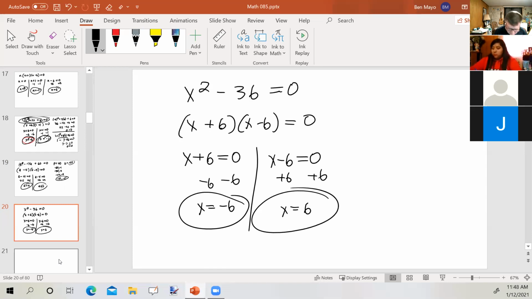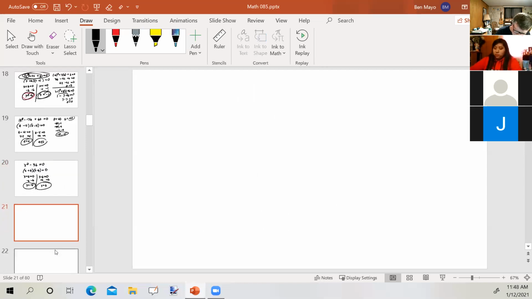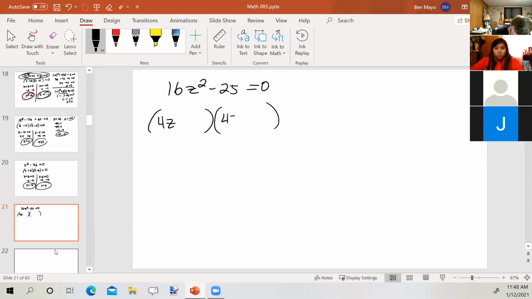Let's see. How about this one? 16z squared minus 25 equals 0. And again, if I'm going too fast, let me know. I can slow down or wait to go on to the next page. This is also the difference of two squares. Let's see. We're going to have 4z and then plus 5, minus 5 equals 0.